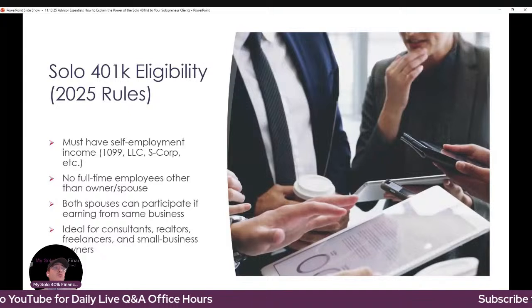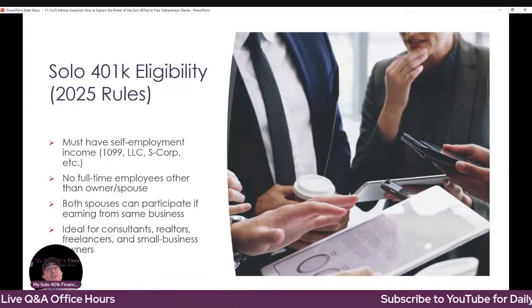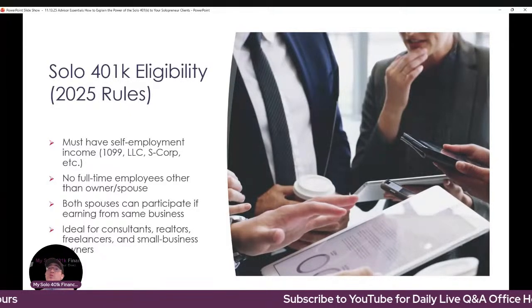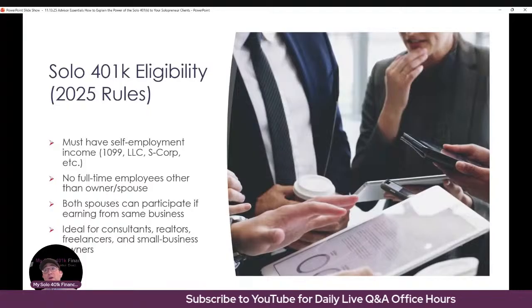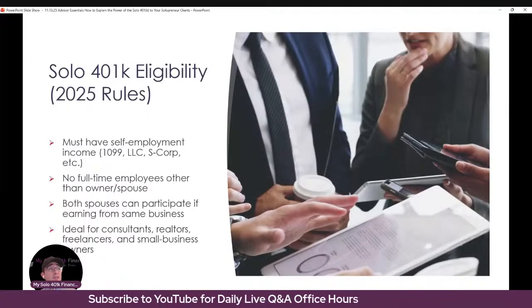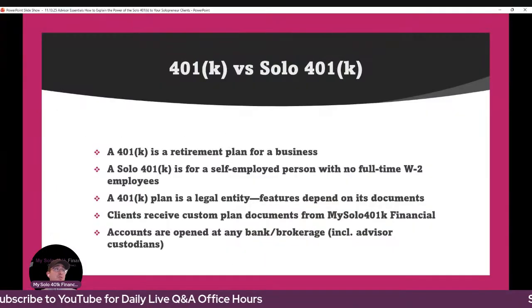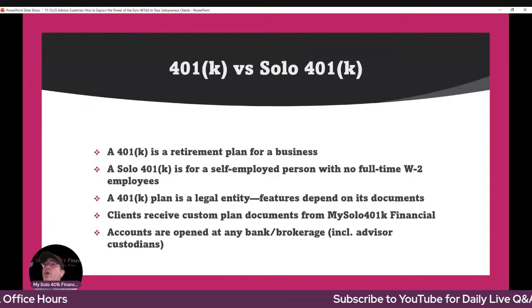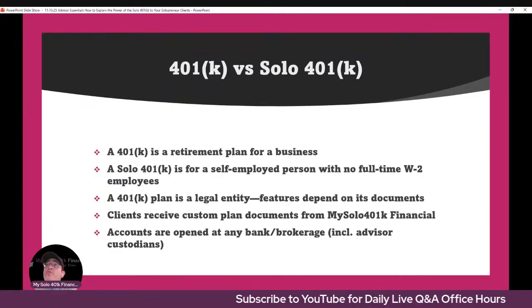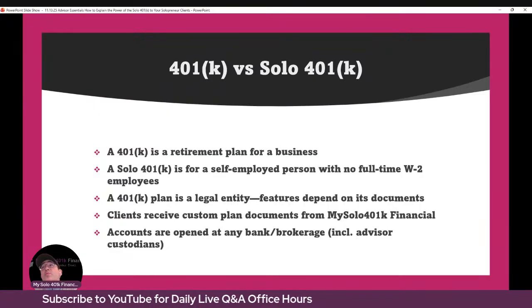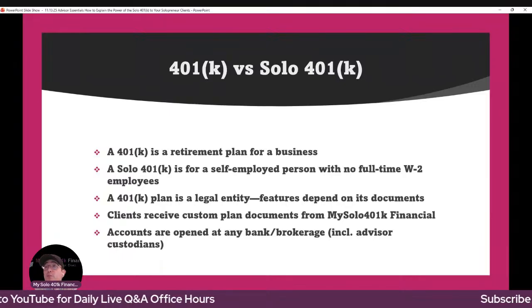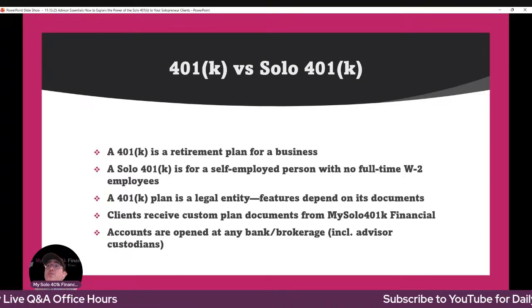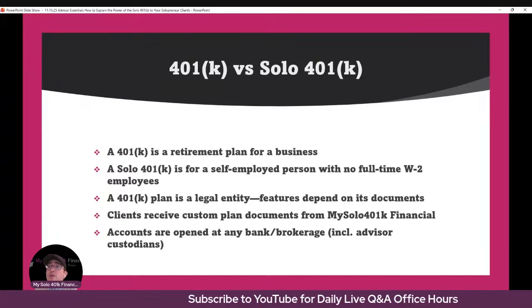So ultimately, the solo 401k plan can be ideal for self-employed individuals such as consultants, realtors, freelancers, and other small business owners. And here's a good slide just going over again what we talked about, the difference between a 401k and a solo 401k, where a 401k plan is a retirement plan for an employer, and a solo 401k plan is a retirement plan for a self-employed owner-only business.